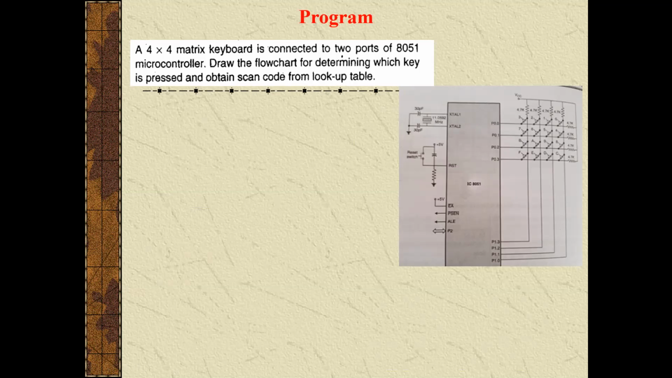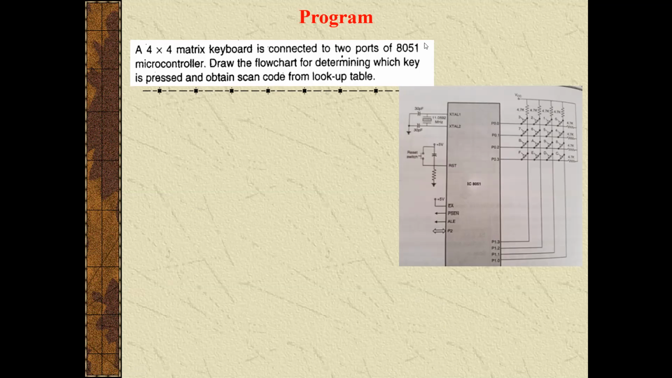Here a 4x4 matrix is connected between port 0 and port 1. Only 4 lines of port 1, from port 1.0 to port 1.3, are used to scan the lines. Port 0.0 to port 0.3 are used for the return lines. So these are the scanning lines, and these rows are the return lines.